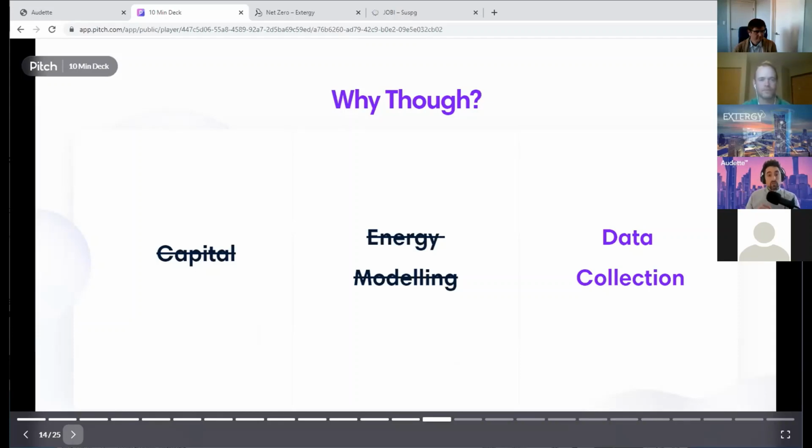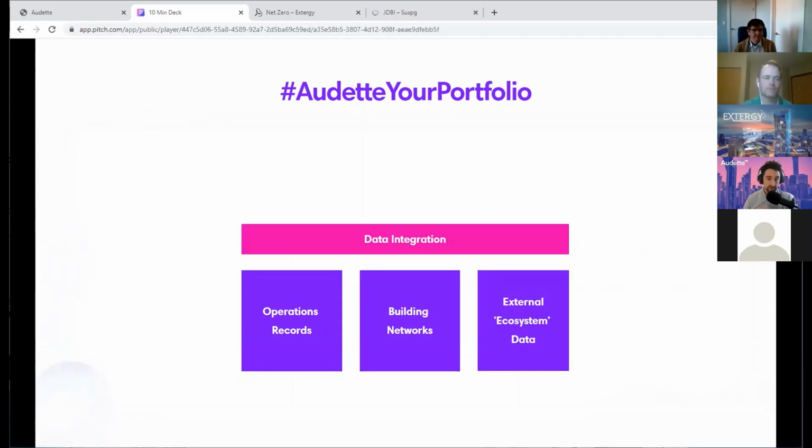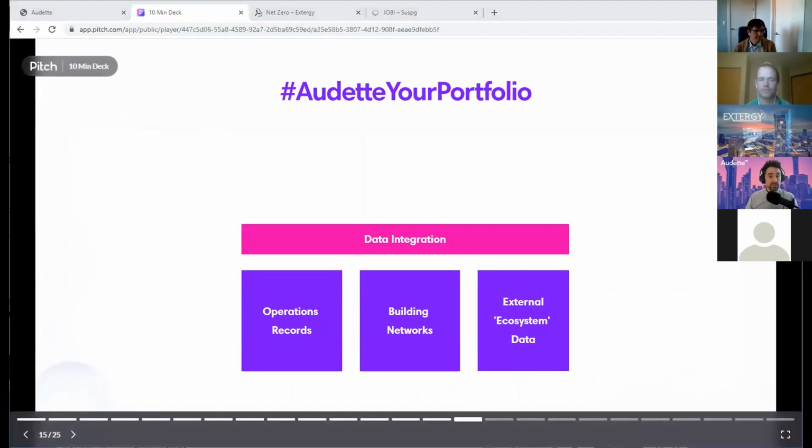An organization working with Audette first builds out a holistic picture of the portfolio that we're working with using real data generated by their buildings. This includes things like maintenance records, condition reports, and smart building networks. This data is then enriched by our continuously updating data sets on the ecosystems that surround buildings. This includes things like regulations, financial incentives, and public data like tax records and satellite imagery.